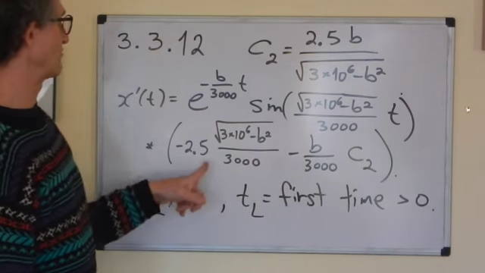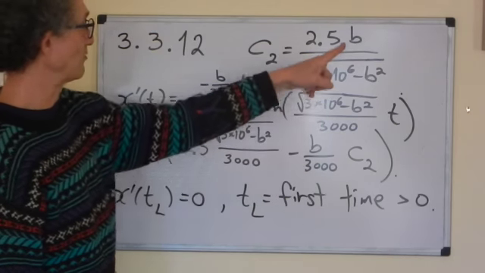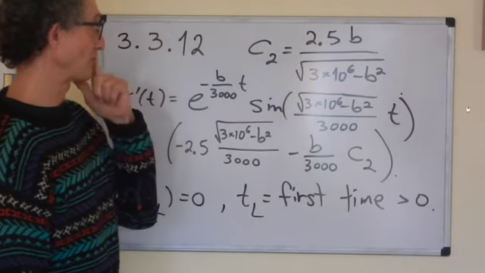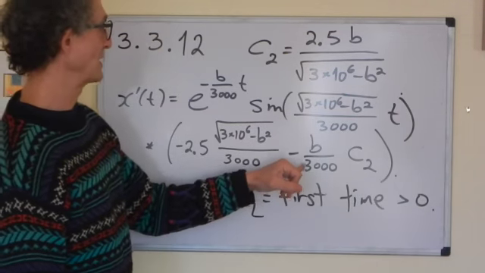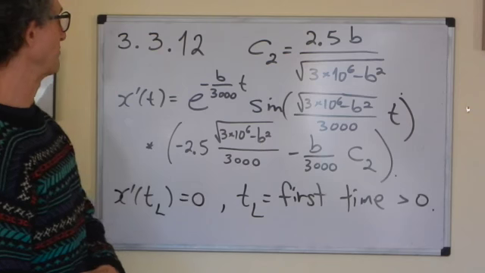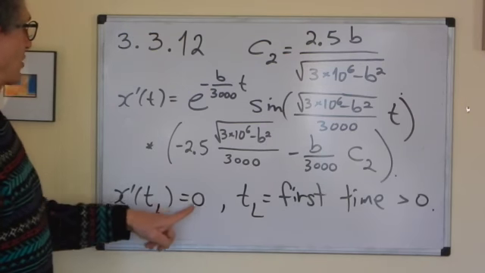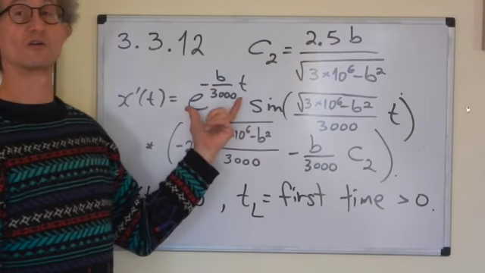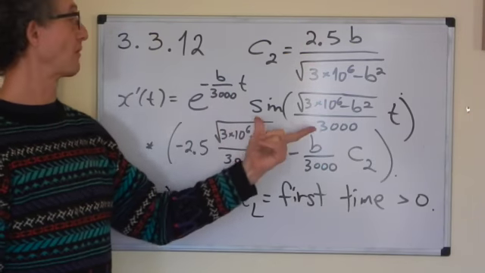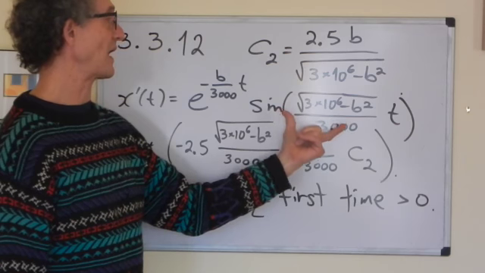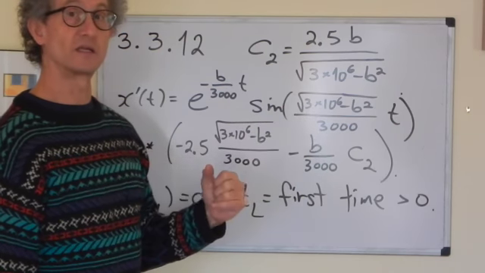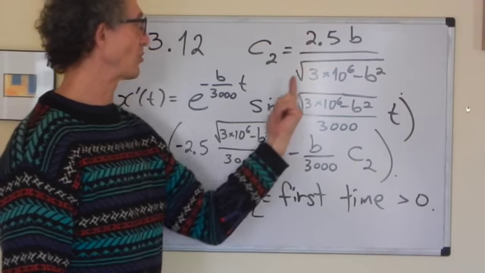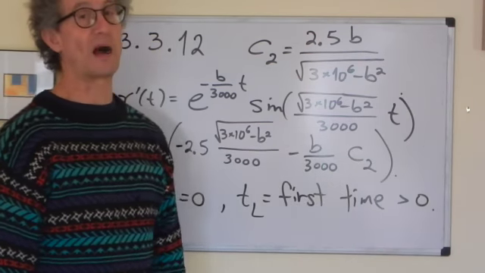In fact, it's negative. This is negative, and here we have b squared times 2.5 over some square root, which we assumed is positive, and so this factor is negative. So the only way that x prime is 0 is for the sine to be 0, right? The exponential of any real number is never 0. So the only way that happens is that the sine is 0, and the first time the sine is 0 is where this whole quantity is pi, right?